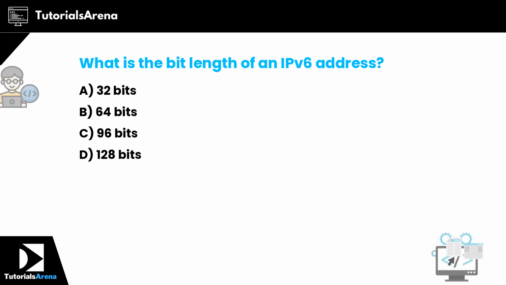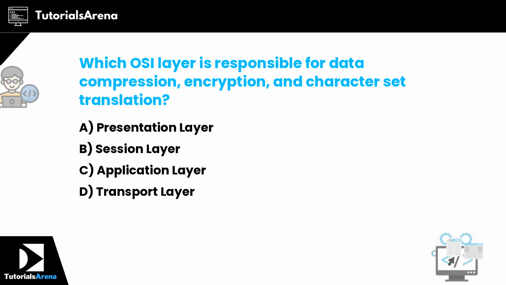What is the bit length of an IPv6 address? The correct answer is option D, 128 bits. Which OSI layer is responsible for data compression, encryption, and character set translation? The correct answer is option A, presentation layer.